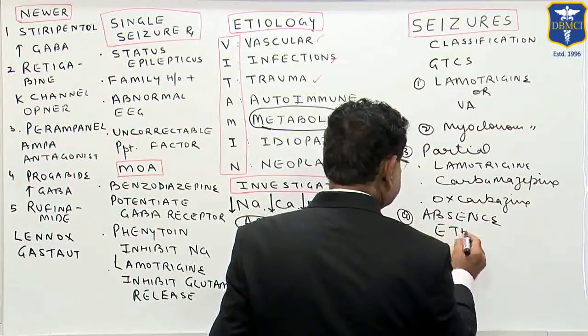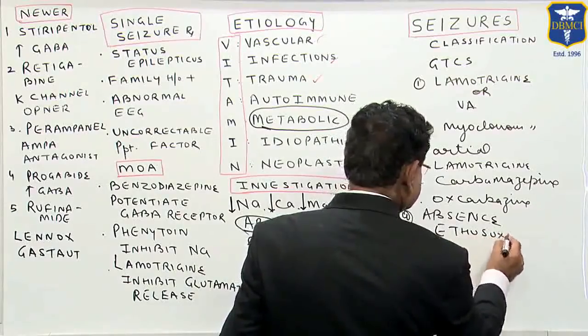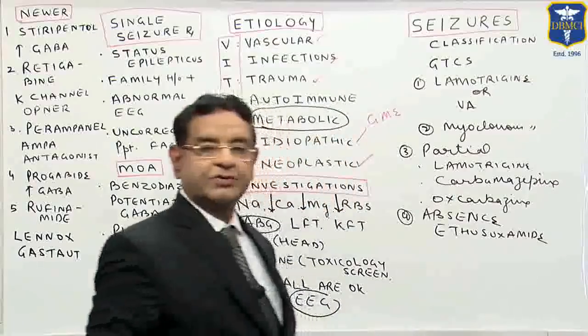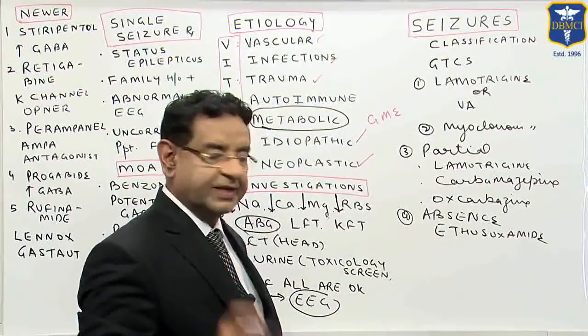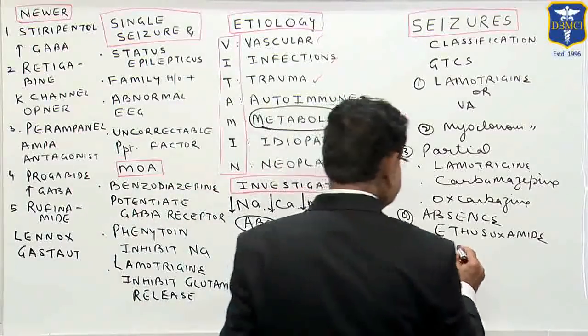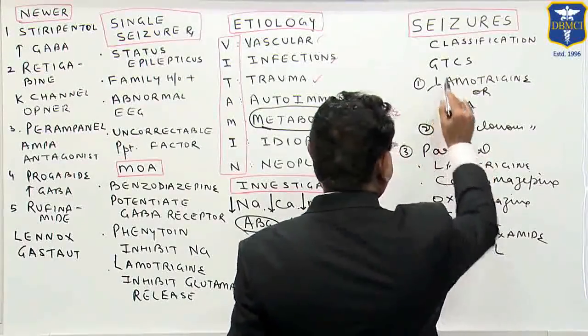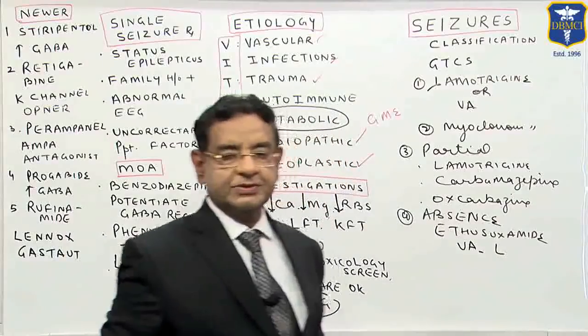Ethosuximide is the drug of choice, first line treatment. Otherwise, we can use valproic acid and lamotrigine also, L for lamotrigine. This we can use.